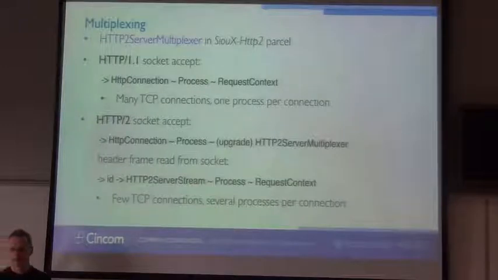The key difference between version 1.1 and version 2 is that in version 1.1, when you accept a connection on a TCP port, you create an instance of HTTP connection. It has its own process and its own corresponding request context. In HTTP 2, as I mentioned before, you accept a connection, you negotiate the upgrade, and if you do, you get an instance of HTTP2 Server Multiplexer, and after that, each stream has its own process and its own request context, but it all happens on the same TCP connection. So the difference is that you have much fewer TCP connections when you are using HTTP2, but you can have several processes per connection, and they basically have the affinity to the streams.